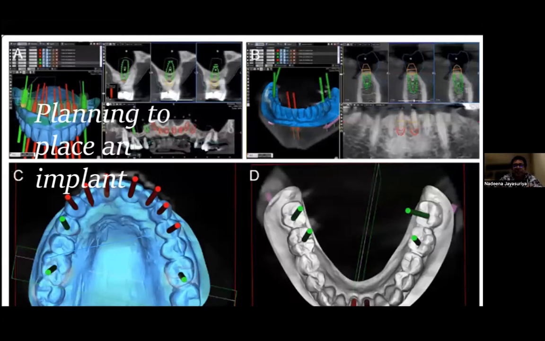Planning is becoming much easier and more user-friendly, because you have computer-guided treatment, so that when you place a guide, you can drill to the exact place without thinking too much. You will know exactly what implant and what distance to drill. So this is going to be the future, and practice will be much easier.